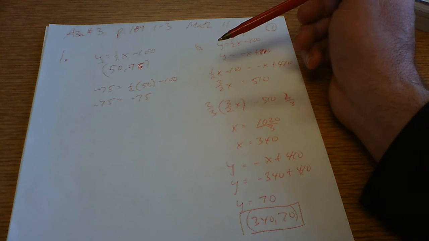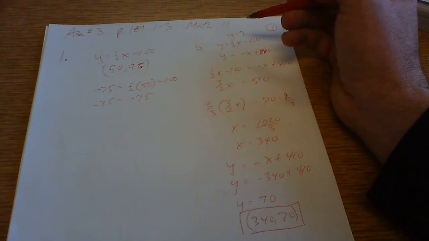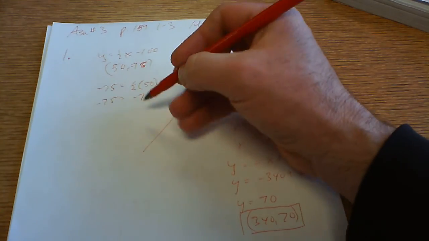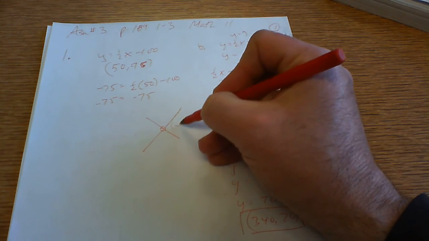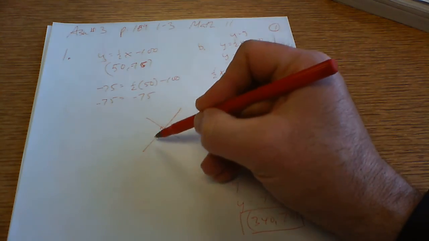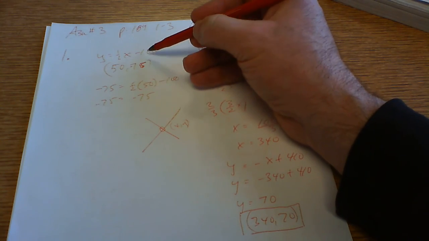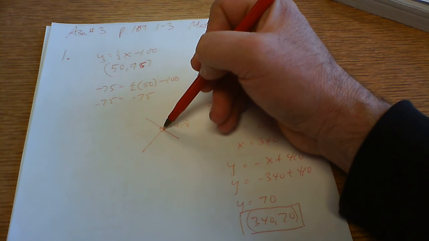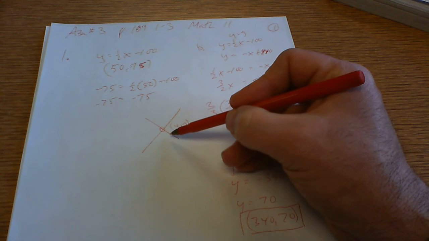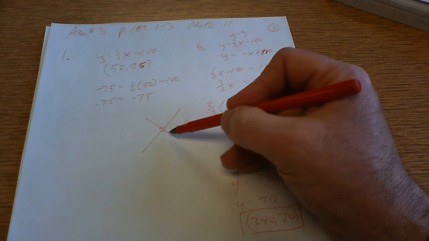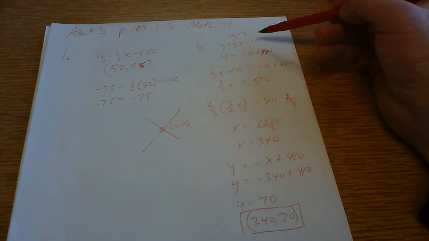Okay, in B, they say find the coordinates of the point of intersection. So if you have one line and another line, that intersection point is a particular xy value. And that xy value will satisfy this equation, the same way that this point satisfied this line, and likewise it will satisfy the other line. So what we need to find out is where y equals y.